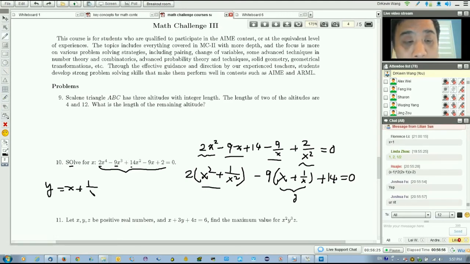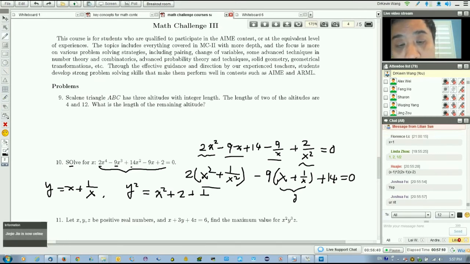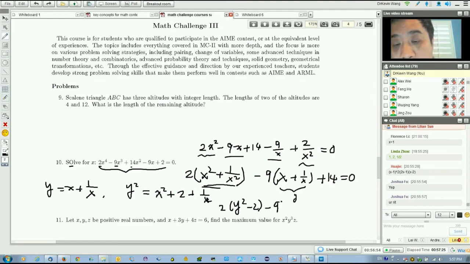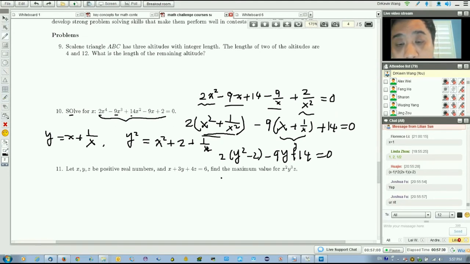So reciprocals. This is called a reciprocal equation. Reciprocal equations. So what do we have for this? We can do a change of variable. Call it y. Yeah, some people already wrote it in the chat room, so I'm going to elaborate on this. So what is y squared? If you're familiar with the square formula, you know it's x squared plus 2 plus 1 over x squared. So that's exactly what you have in this one, minus 2. So that means 2 times y squared minus 2, minus 9y plus 14 equals 0.